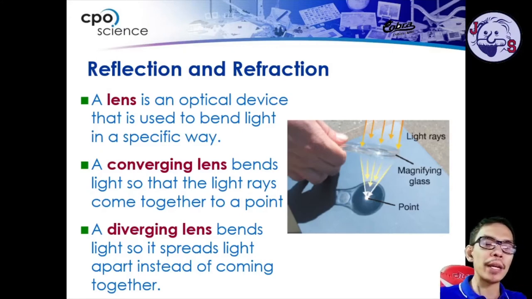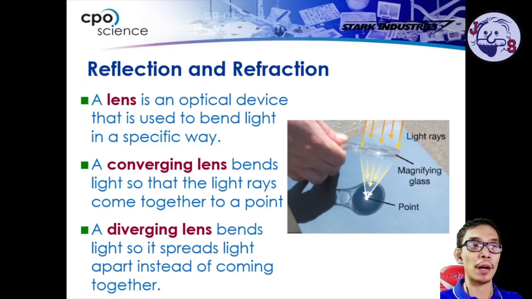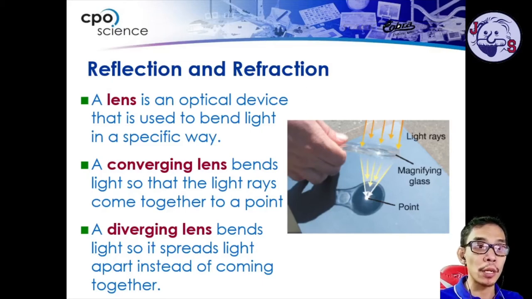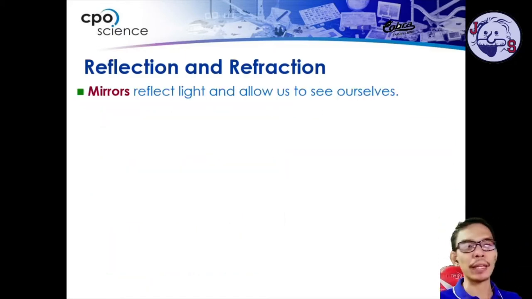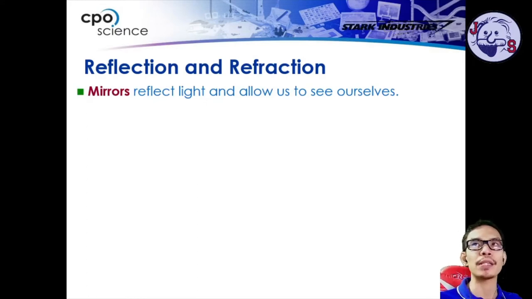And lenses are very important in ophthalmology because of prescription glasses. Whatever prescription glasses you use, they use an optical device called lenses. Next one is mirrors. Another optical device that we are going to use here in optics is the mirror. Mirrors are used to reflect light, and this allows us to see ourselves.